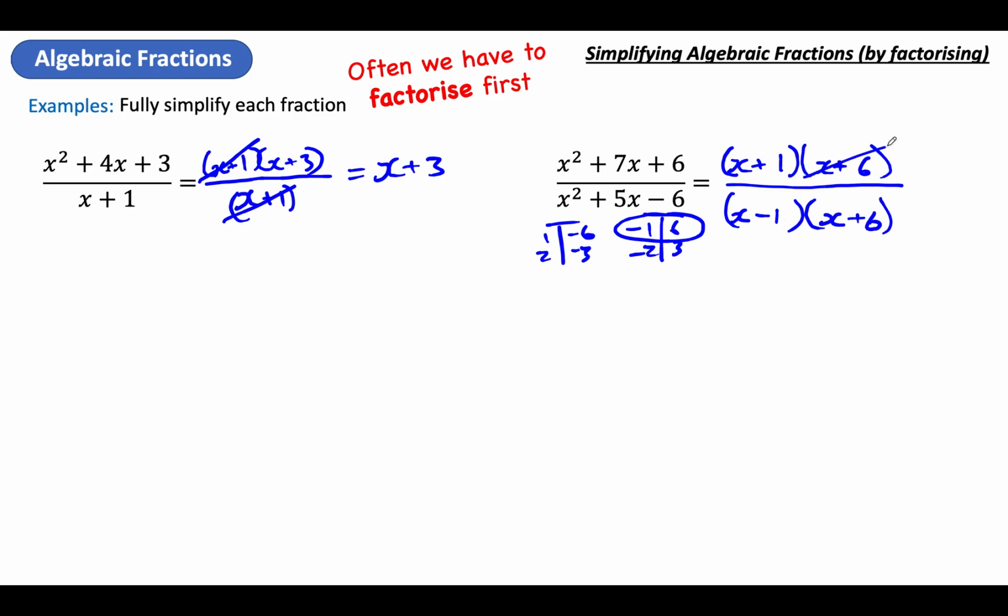And there we go, there's the brackets that are going to cancel out. There's an x plus 6 on top and underneath. So our fraction simplifies to x plus 1 over x minus 1. All right?